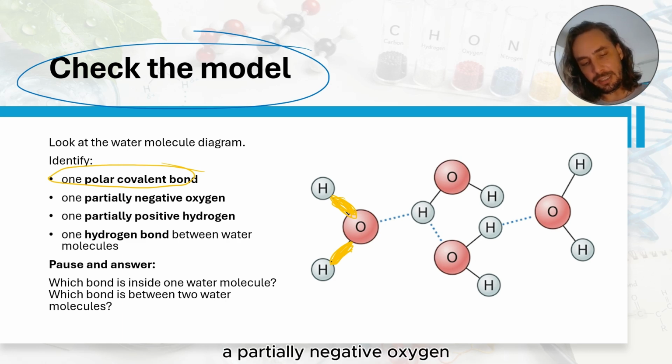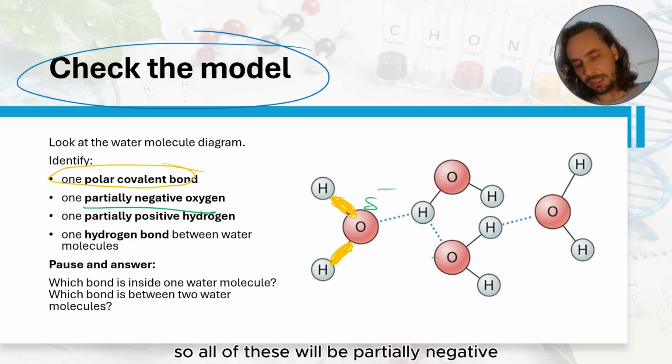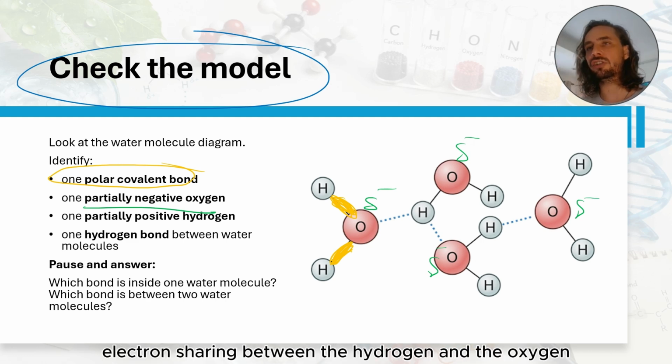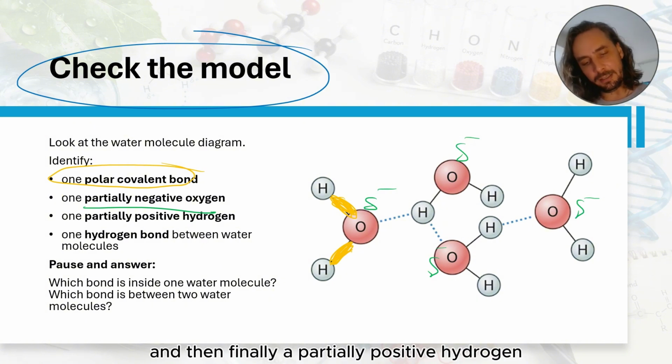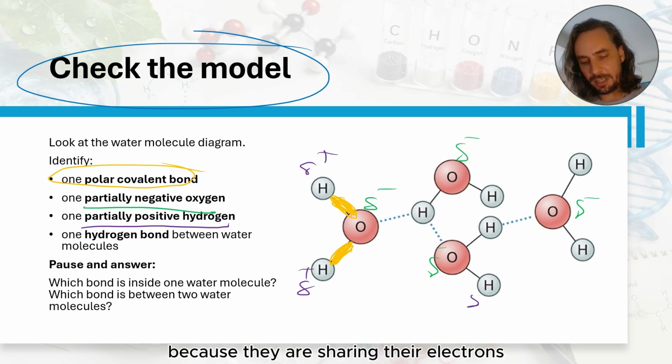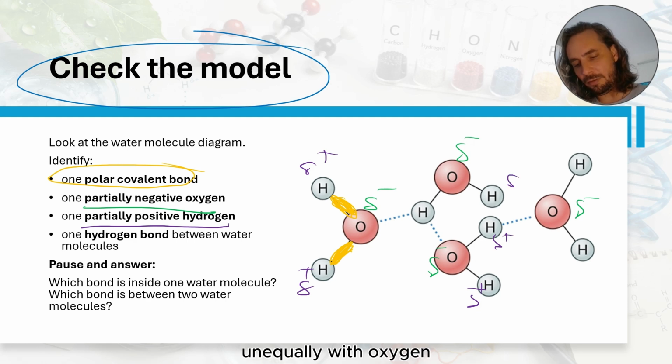A partially negative oxygen. So all of these would be partially negative because of the unequal electron sharing between the hydrogen and the oxygen. And then finally, a partially positive hydrogen. These are partially positive because they are sharing their electrons unequally with oxygen.